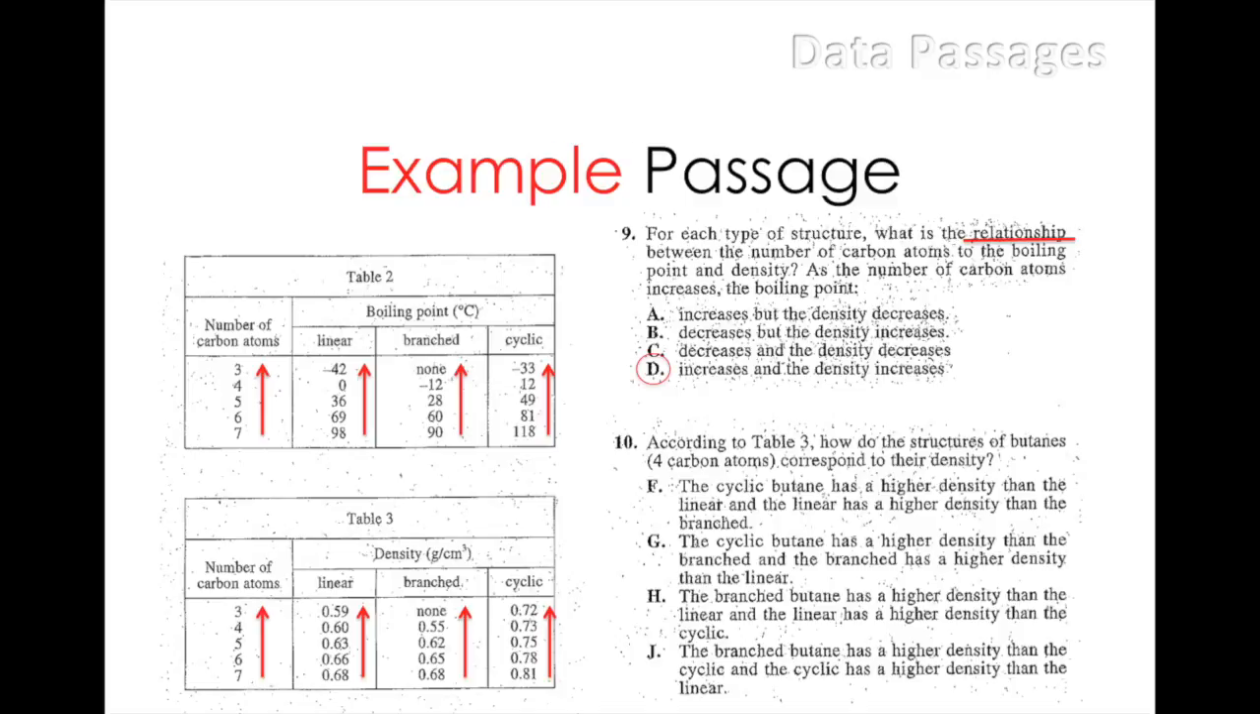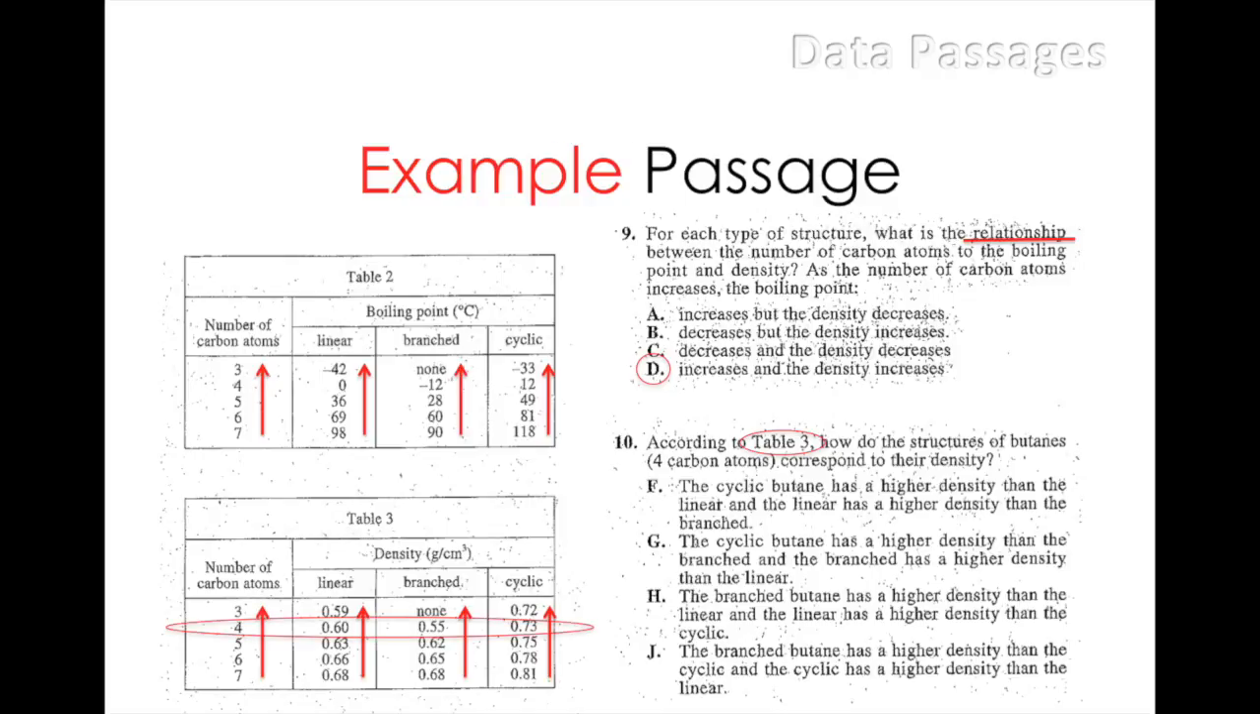Finally, we will look at question number 10. According to Table 3, how do the structures of butane, 4 carbon atoms, correspond to their density? This question references Table 3, so make sure to circle the reference and put your pencil on the correct table. It also tells you exactly where to look within the table, the density of hydrocarbons with 4 carbon atoms. It would also be smart to circle these numbers.